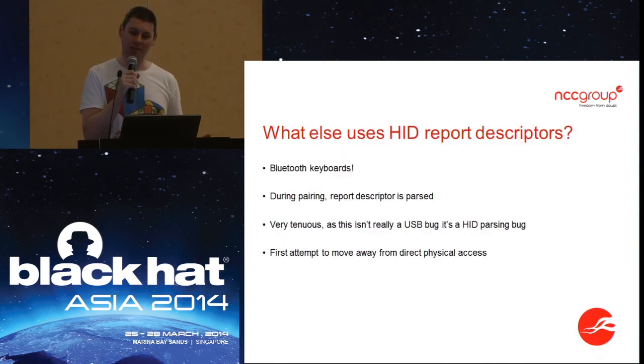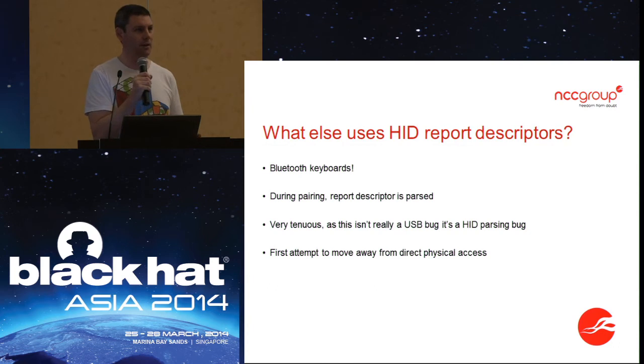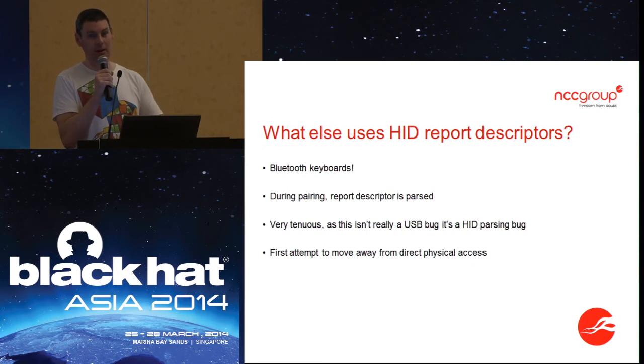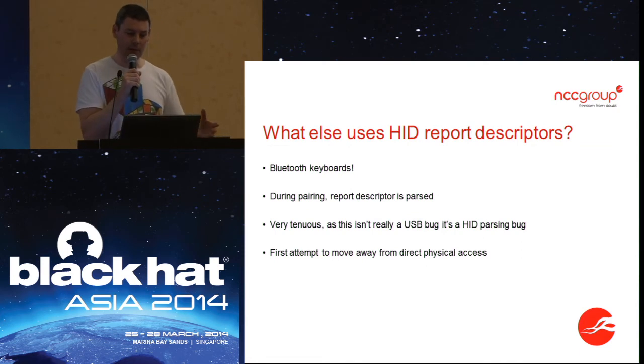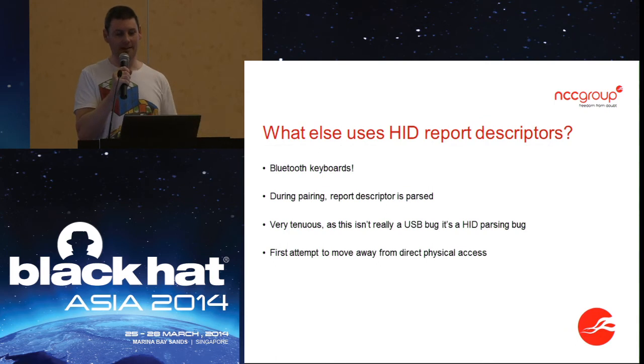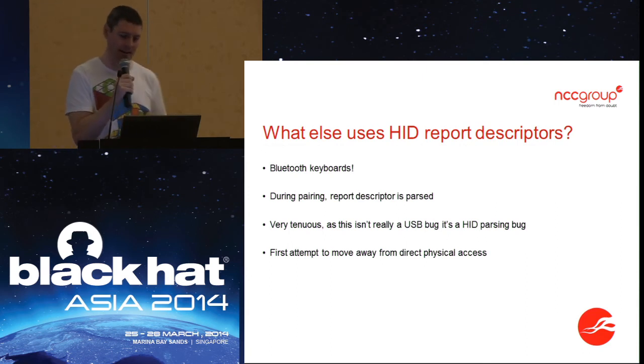So I was thinking, what else uses HID report descriptors? Well, Bluetooth keyboards do, and I thought, well, surely Microsoft wouldn't have a separate HID parsing routine for Bluetooth keyboards and for USB. So maybe this bug that I found that was in USB would also be valid for Bluetooth. Because the report descriptor has to be parsed in exactly the same way as when you plug in a USB keyboard. So, you know, I know this isn't USB, and I'm describing my thought process to try and move to a remote scenario here. So I'm just going to give you an example of this thing that I did next.